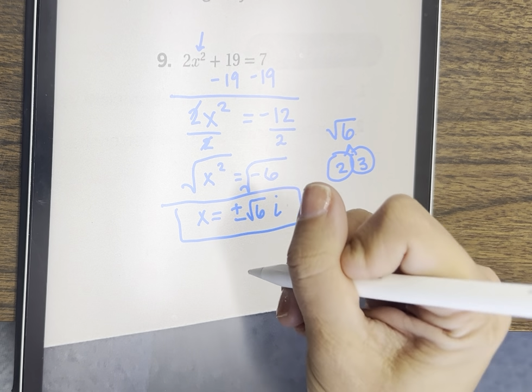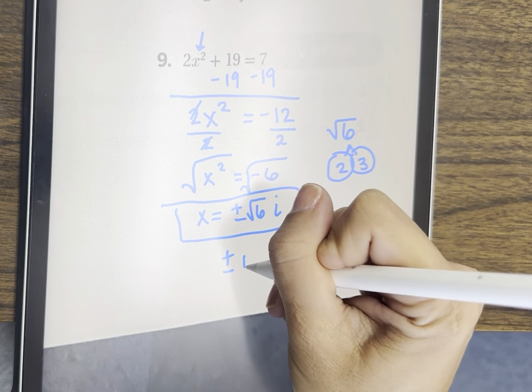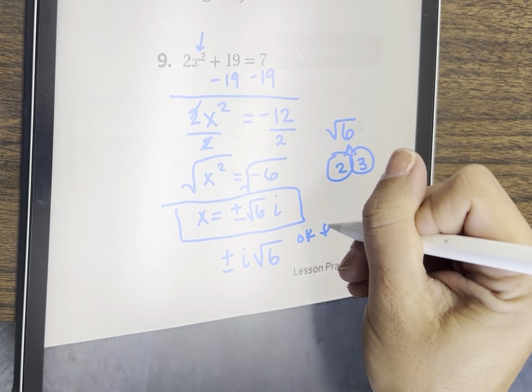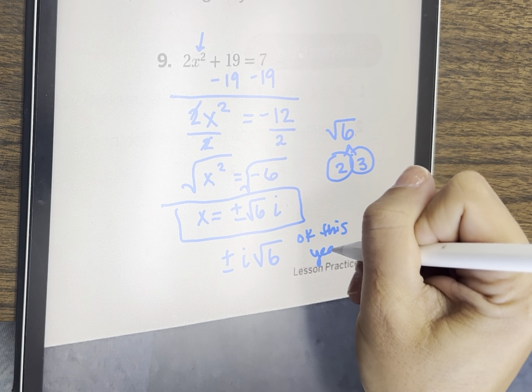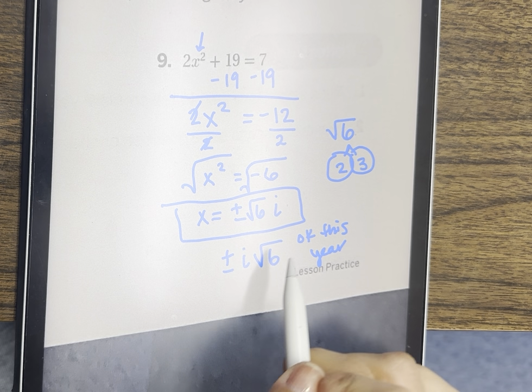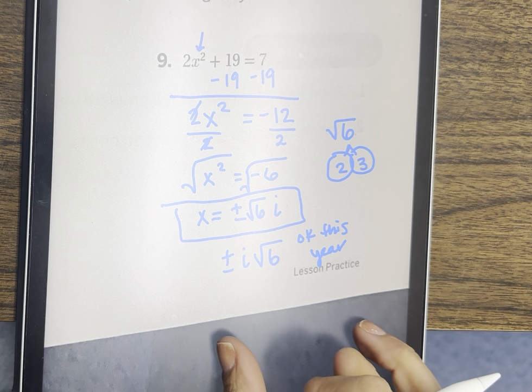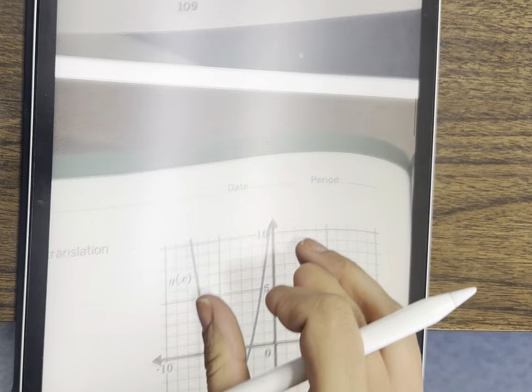Okay, now remember, if you want to do that, it's okay this year. I doubt anybody in pre-calc or calculus will accept it this way. We need i to be the absolute last part to be proper form. Okay.